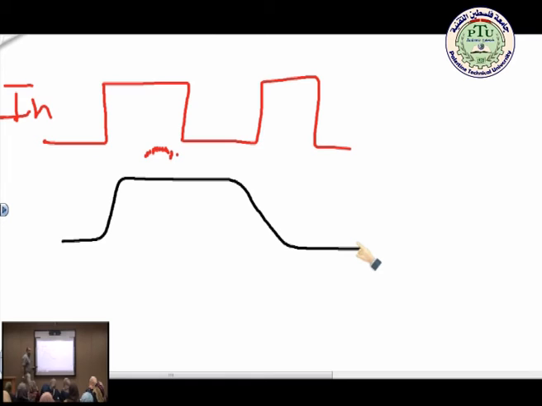Something like that. This is the real signal. I'm not going to be able to get the signal. That is my output, okay?